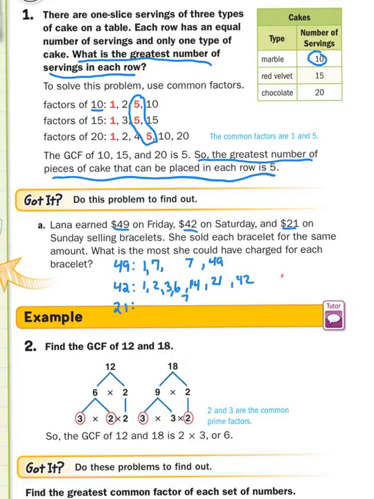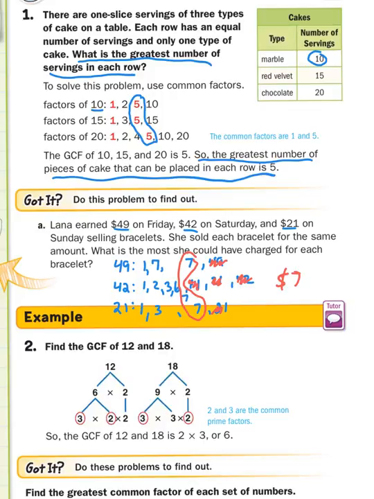Now 21, I'm going to start with 1 times 21. 2 does not go into 21, but 3 does. 3 times 7. And 4, 5, and 6 don't, so that's it. So do you see the biggest one they have in common? It's not that, it's not that, it's not that. So it must be 7. So that means your answer is $7. That's the most you could have sold each bracelet for.